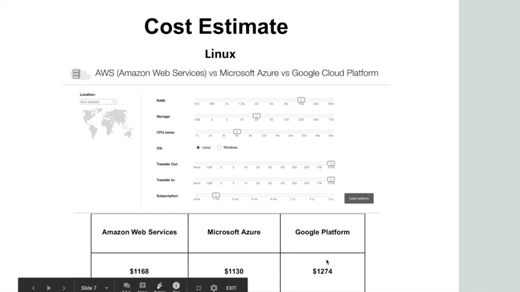So now let's talk about the cost estimate. As we can see on the slide, we compared the cost estimate on the Linux platform. We take RAM as 16 gigs, storage as 20 gigs, CPU cores as 6, transfer out limit as 10 terabytes, transfer in as 10 terabytes, with a subscription for 1 month. Amazon Web Services will cost us $1,168. Microsoft Azure will cost us $1,130. Google Platform will cost us $1,274.